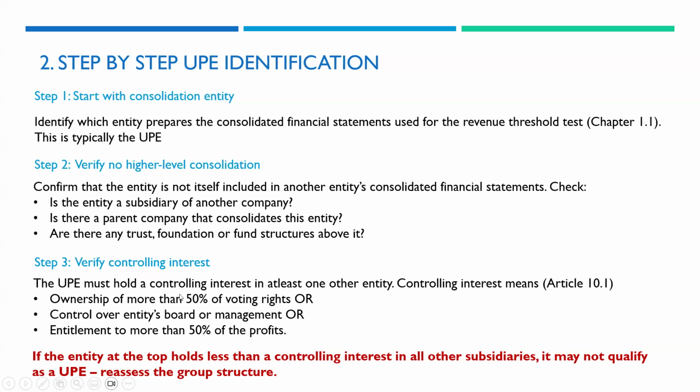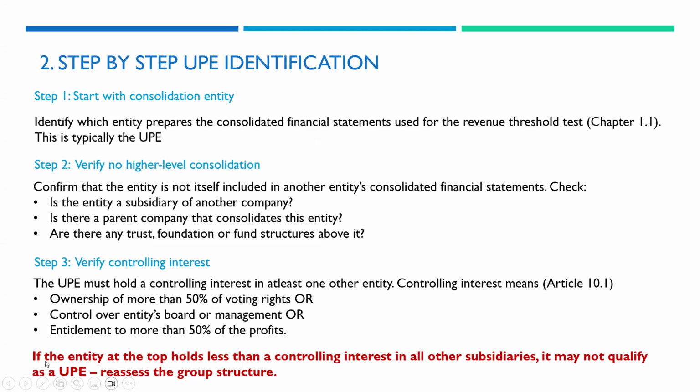So when does anybody have controlling interest? It has ownership of more than 50% voting rights. It has control over the entity's board or management, or it has entitlement to more than 50% of the profits. So if any one of these three conditions is satisfied, since it is given by or, it means that the UPE has a controlling interest in another entity. So you do these three steps on a practical framework to identify or apply the definition we learned in the first slide. Is that clear?